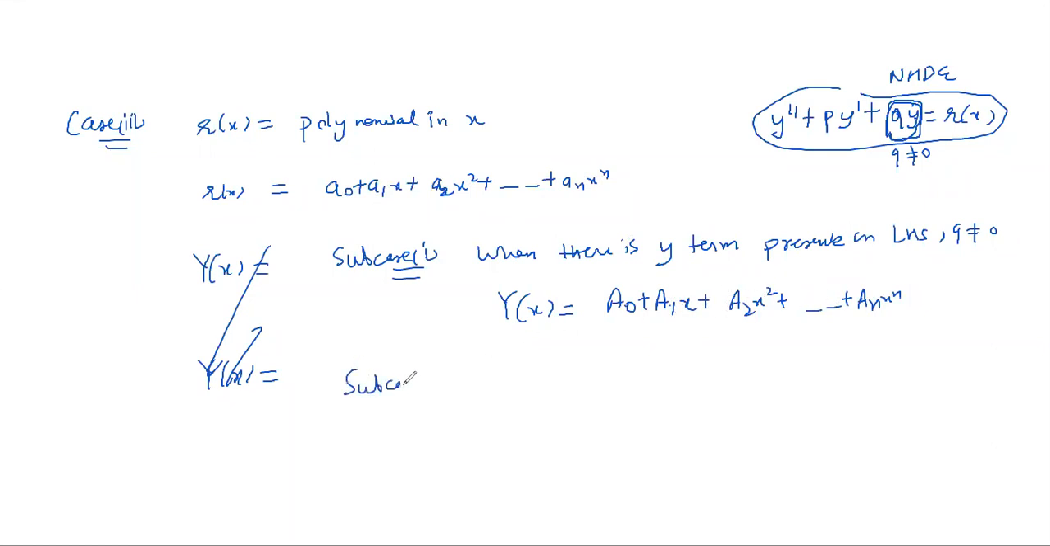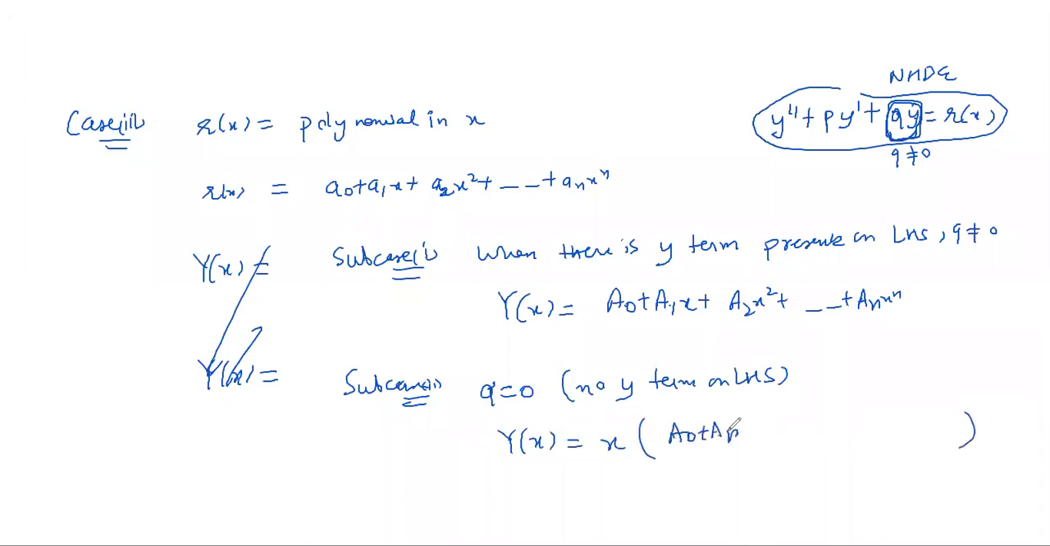And in the other case, if q is 0, q meaning this term, so there is no y term present on the left hand side. In that case, your choice of Y(x) is going to be like this. You have to multiply with x in that case, right? That's the only thing you have to remember. Y term is present, directly take it. No y term is present, multiply with x. This is what you have to remember.